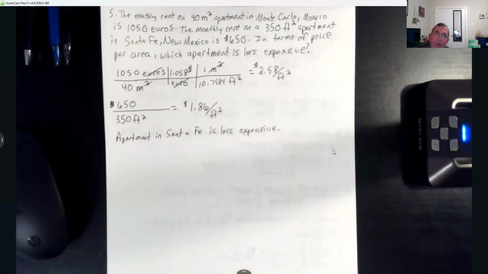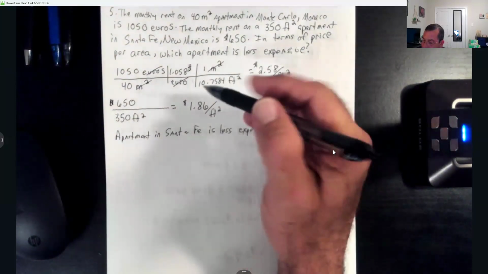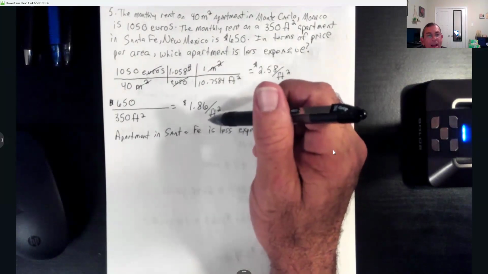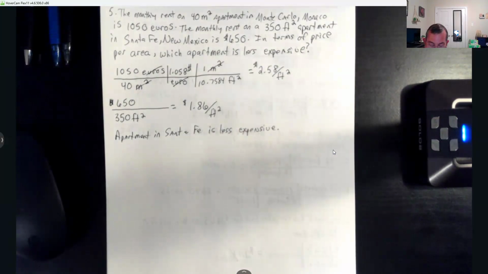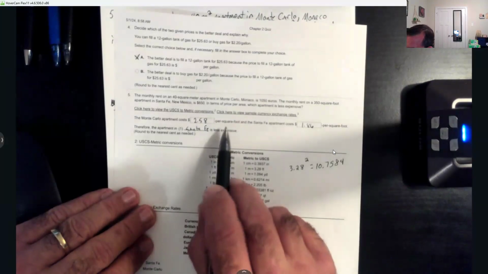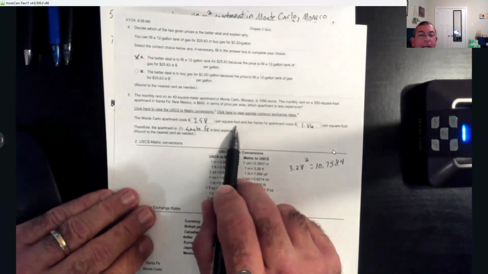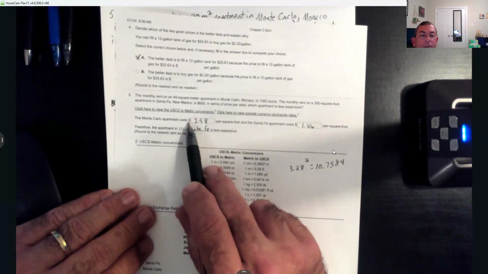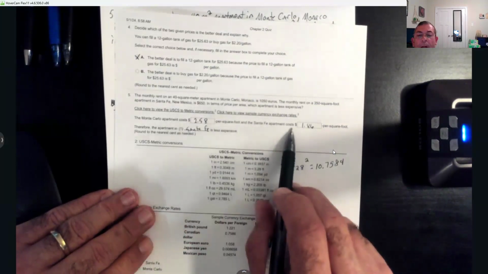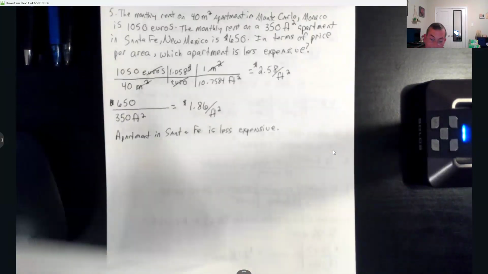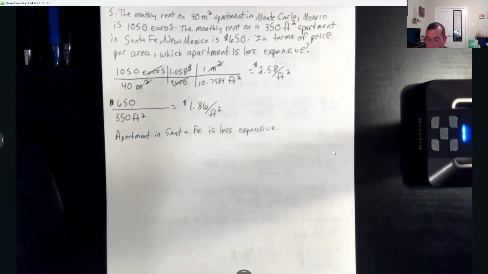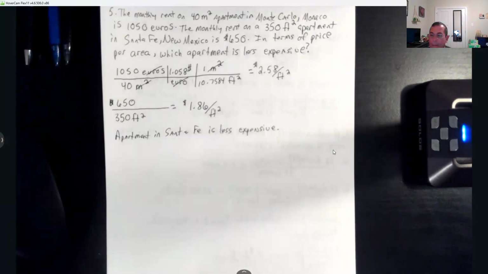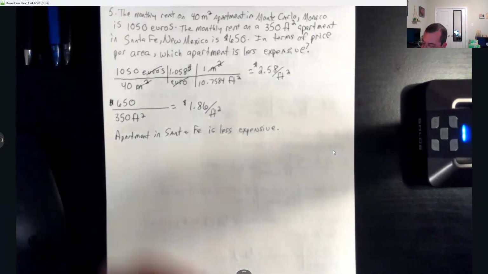So y'all, that's how you do those kind of problems. You've got to get them both into what they're asking for. And if you look at the answers on here, they're putting them in per square foot. So that's what I did. And they're using American dollars per square foot on both of them. So that's why I did those conversions, okay? All right, y'all, any questions on that?